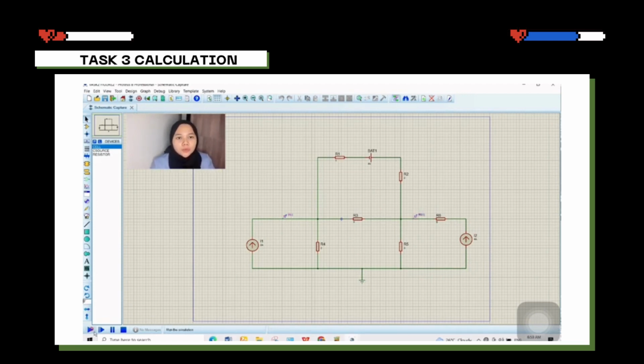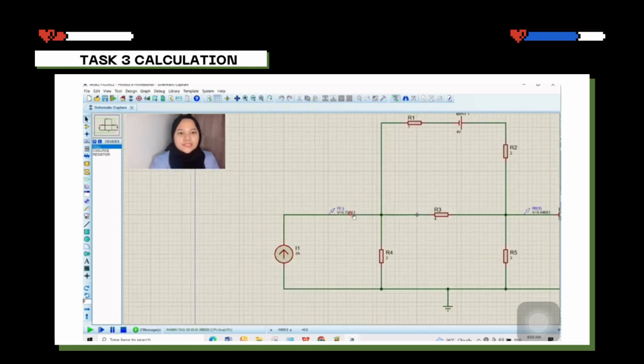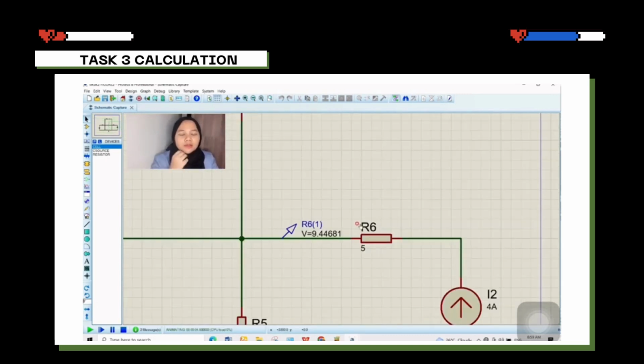So we need to put a probe at each node to find the values. As I run the simulation, the value that we got for V1 is 5.7 volt and the value for V2 is 9.44 volt, which is the same as what we got from the calculation.